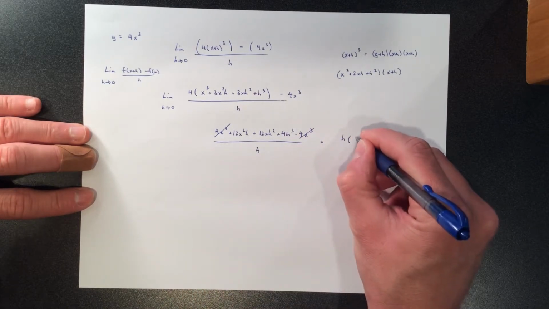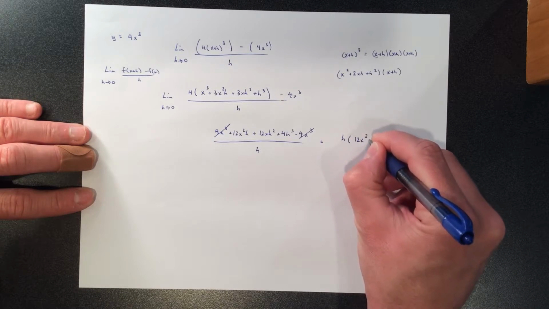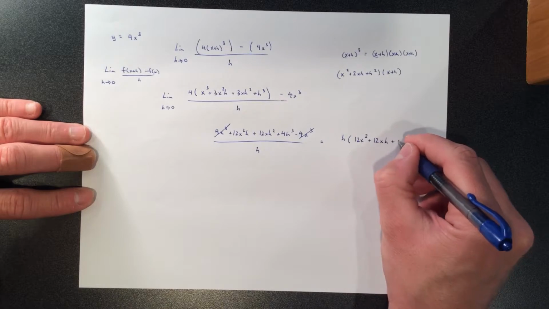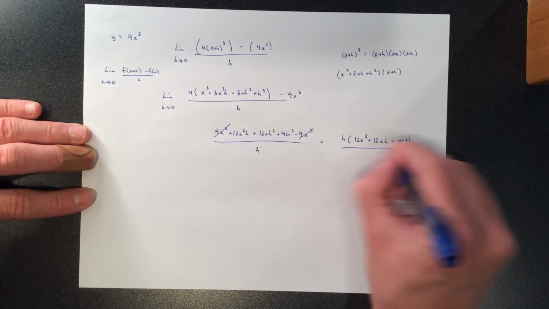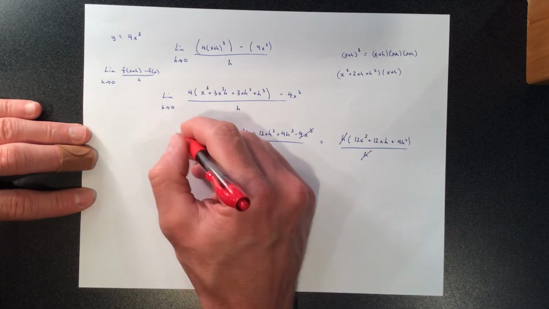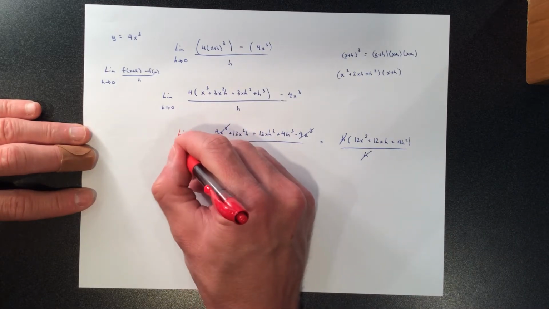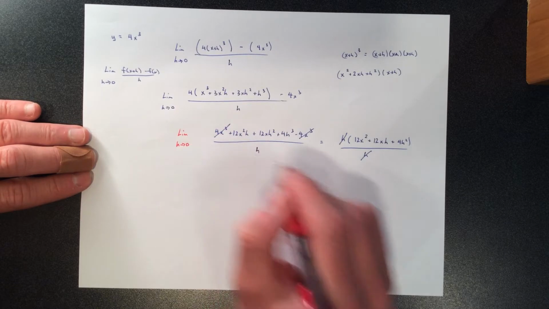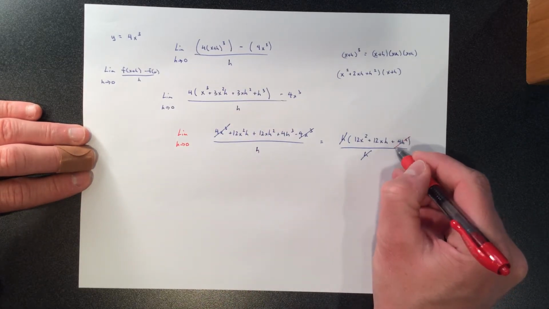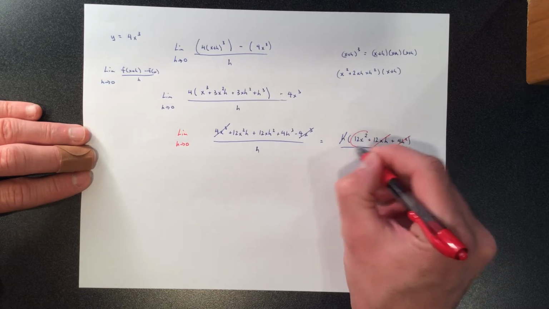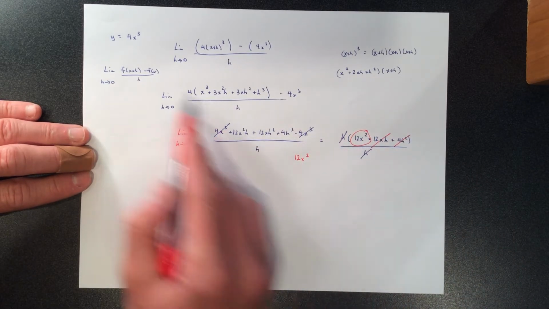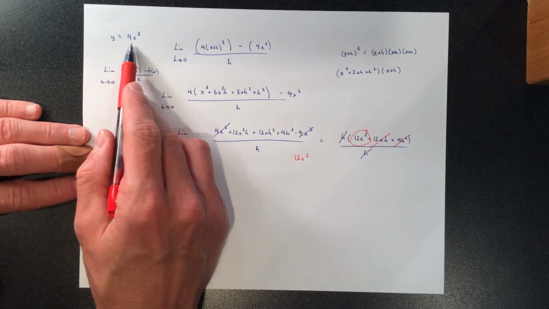H comes out, leaving 12x squared plus 12xh plus 4h squared all over h. Those cancel. Remind yourself, you are always looking at the limit as h goes to 0, and now I can let h go to 0. When h goes to 0, that goes to 0, that goes to 0, and I'm left with 12x squared. So 12x squared is the derivative of 4x cubed.